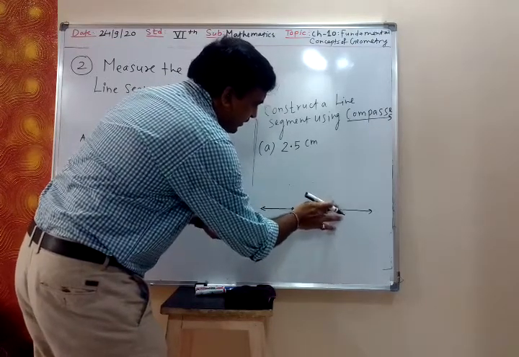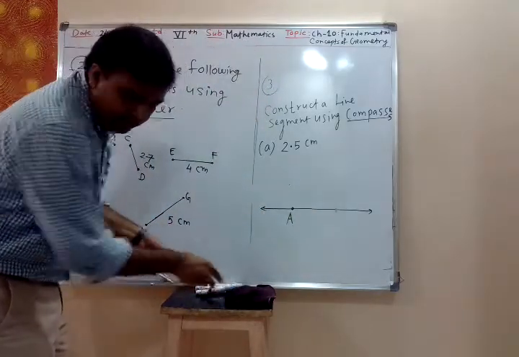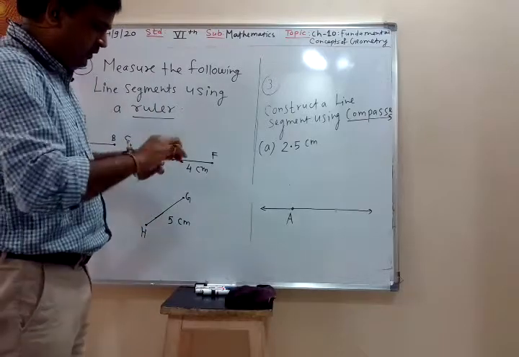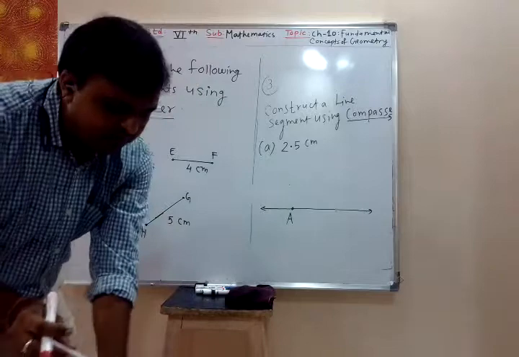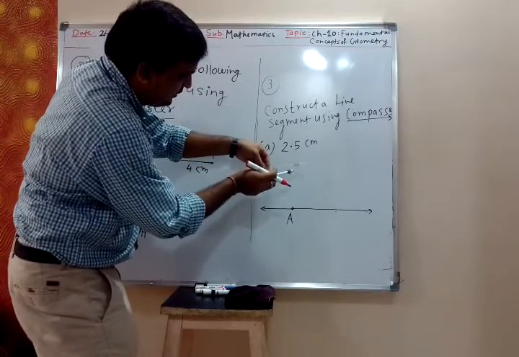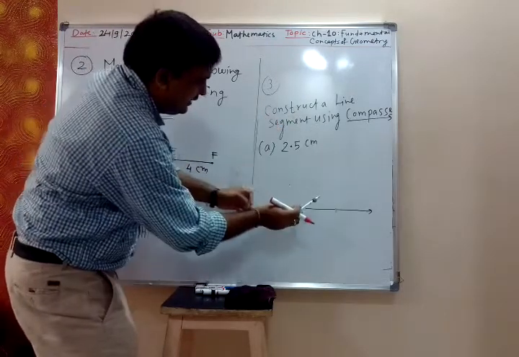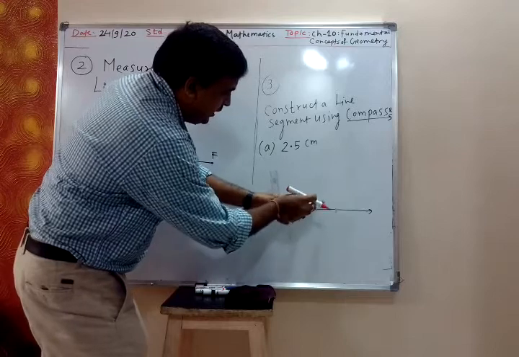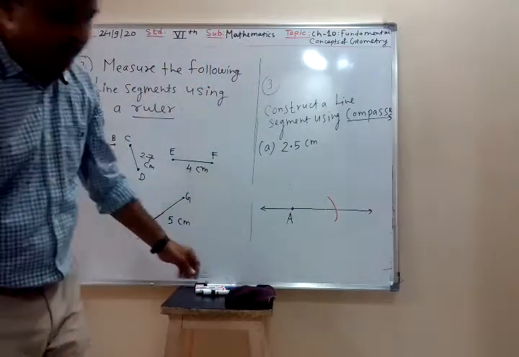This pointed tip we keep at A. After taking 2.5 centimeter, you keep the tip at 0, take 2.5 centimeter. Then you keep the tip at A and draw one arc. Now where it cut.